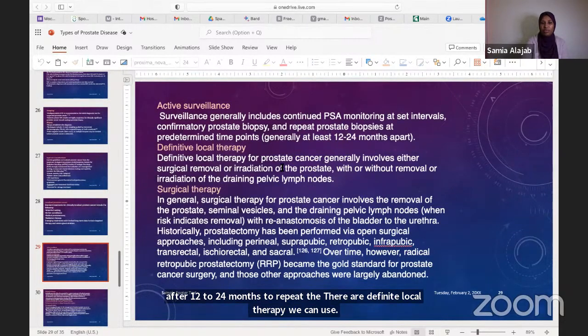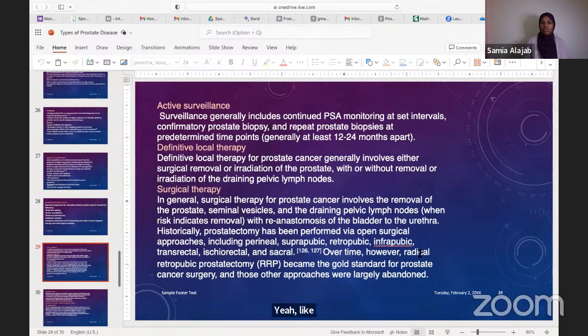Definitive local therapy for prostate cancer generally involves either surgical removal, or we can use radiation of the prostate with or without removal or irradiation of the draining pelvic lymph nodes. So it could include lymph node removal or not. Surgical therapy for prostate cancer involves the removal of the prostate and seminal vesicles and the draining pelvic lymph nodes when risk indicates removal, with re-anastomosis of the bladder to the urethra.